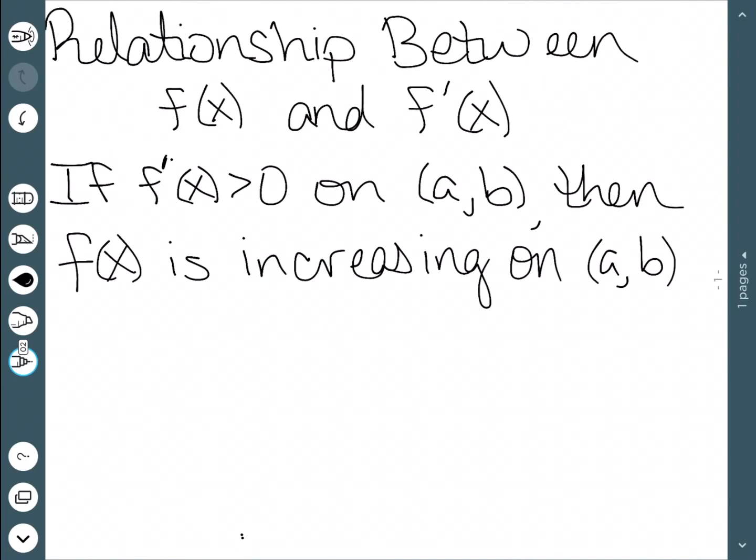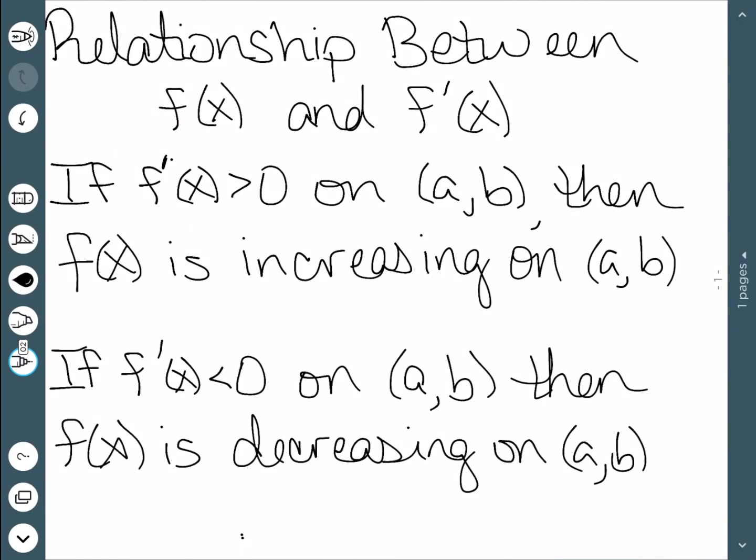One of the things we can say is if our derivative is positive on some interval a to b, then our original function is actually increasing on that interval. In addition, if our derivative is negative on an interval a to b, then our function is decreasing on that interval. So we'll look at some graphs and see how this works graphically, and then we'll actually do some examples finding it.